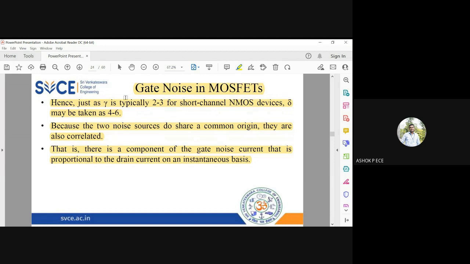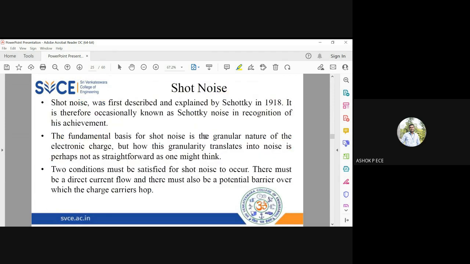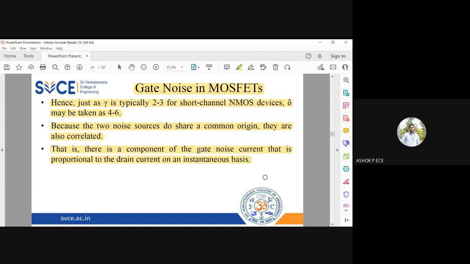So if gamma is, say, a value of 2, delta is 2 times that, which is experimentally found, right? So definitely these two noises have the same origin and will exhibit the same behavior. Any variation in one of the noises will definitely have the same proportionate variation in the other noise as well.